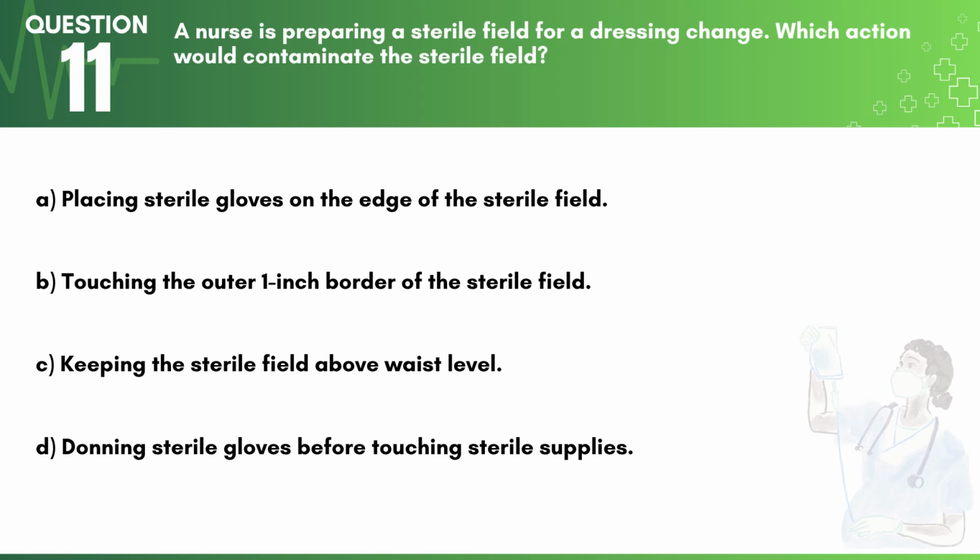Question 11. A nurse is preparing a sterile field for a dressing change. Which action would contaminate the sterile field? A. Placing sterile gloves on the edge of the sterile field. B. Touching the outer 1-inch border of the sterile field. C. Keeping the sterile field above waist level. D. Donning sterile gloves before touching sterile supplies.